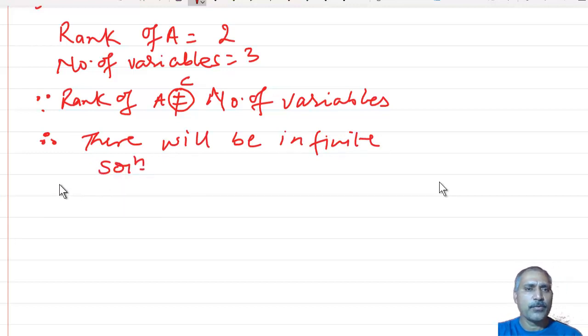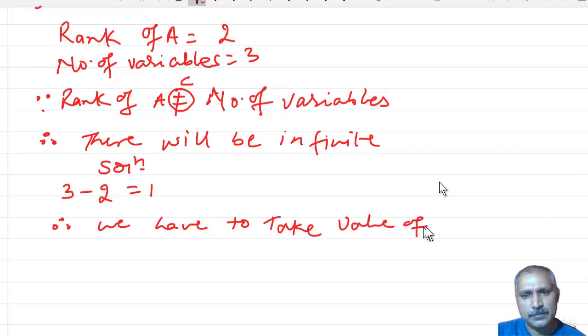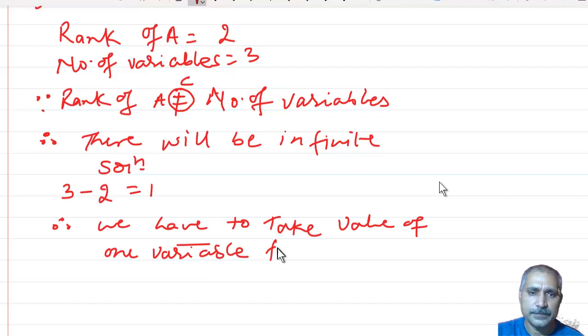Now the difference: number of variables are 3, rank is 2. 3 minus 2, what is that difference? That is 1. Therefore we have to take the value of one variable from our side. That we take as an arbitrary value.